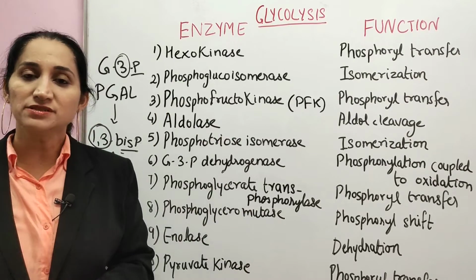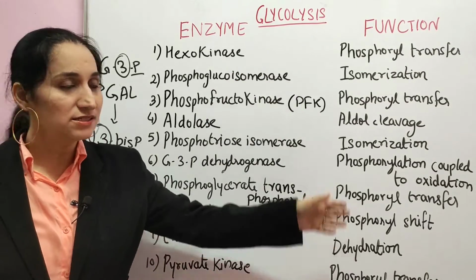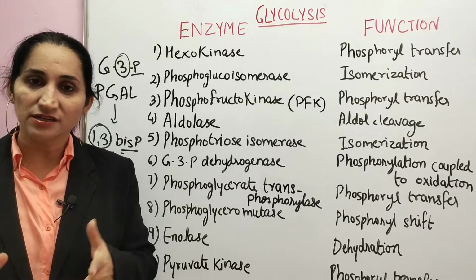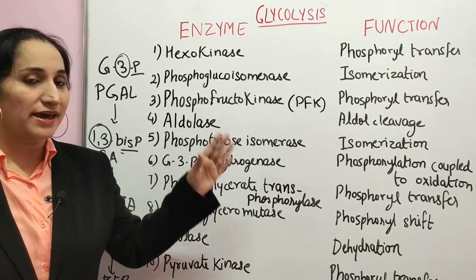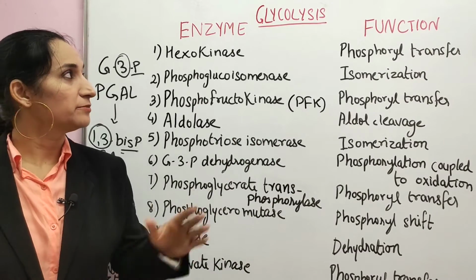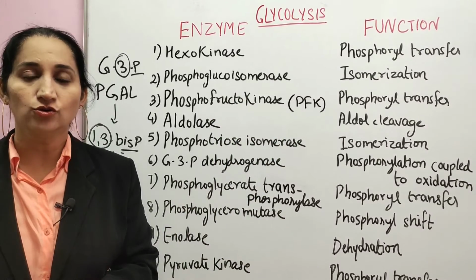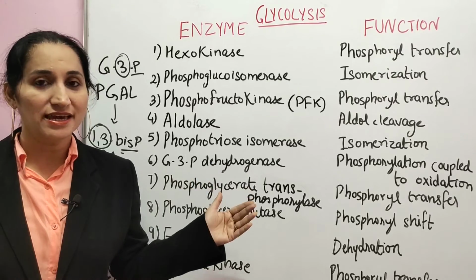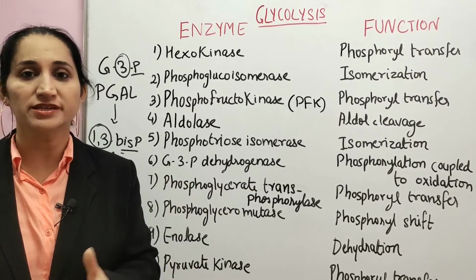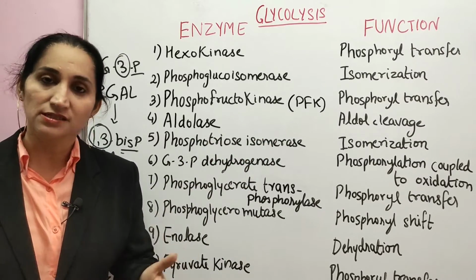So these are the enzymes that catalyzed the reactions of the glycolysis process, and these are their functions. The enzymes play a very important role in chemical reactions, so you must remember the enzymes and functions of each mechanism. Today we have completed the enzymes and their functions of the glycolysis mechanism. In the next video, we will have a look at the location and function of the enzymes of the Krebs cycle. Glycolysis occurs in the cytosol of the cell, so all the enzymes were present in the cytosol.